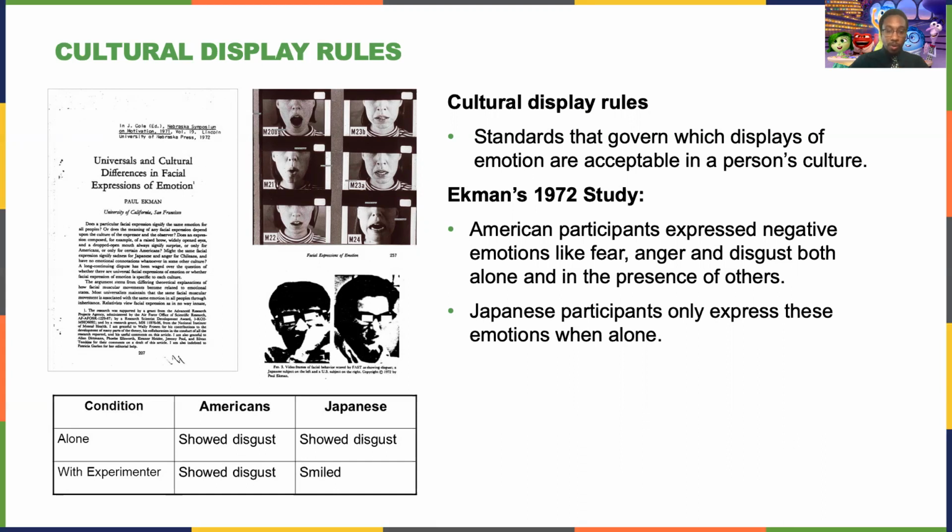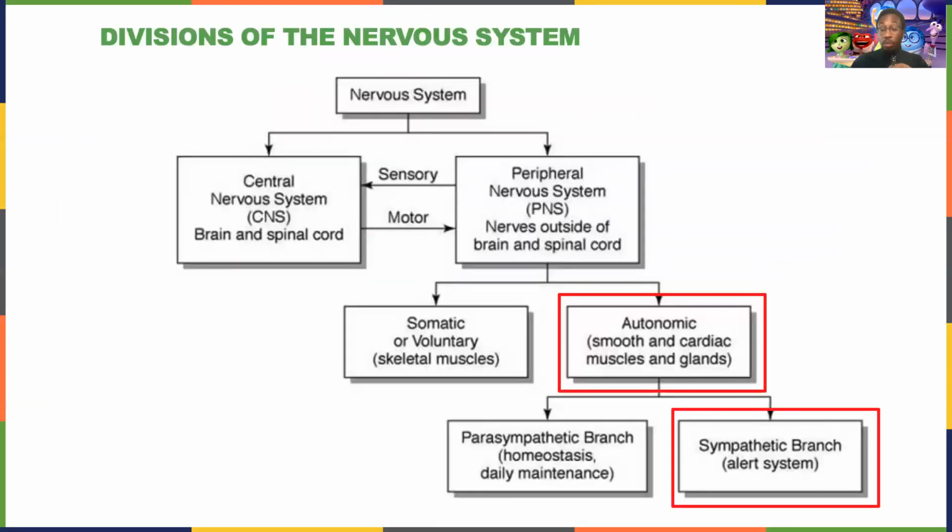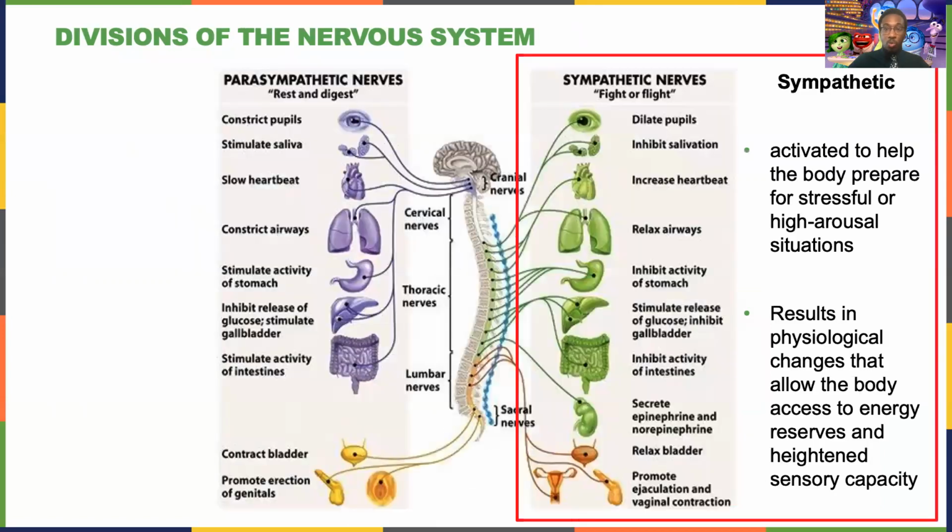And much of what we talk about when we're saying unconscious emotions or unconscious processes has to do with the activity of the autonomic nervous system. So we saw this in our chapter on the brain and behavior, that you have the nervous system divided into the central nervous system and the peripheral nervous system, which is our nerves outside the brain and spinal cord. And then you have the autonomic nervous system, which is smooth muscles and cardiac muscles and glands, and particularly the sympathetic branch of the autonomic nervous system, which allows us to engage in our fight or flight response.